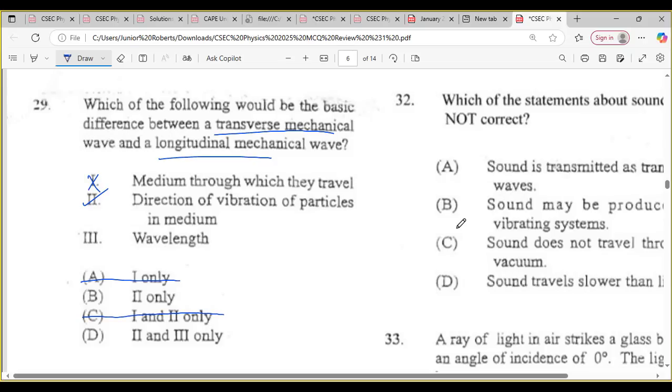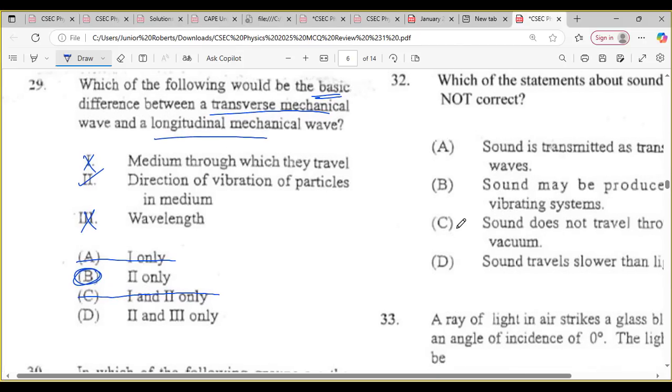Now, 3 says the wavelength. Now, it says which of the following would be the basic difference between a transverse mechanical wave and a longitudinal mechanical wave. So we have wavelength right here. So again, we're looking for the basic difference. The basic difference between a transverse mechanical wave and a longitudinal mechanical wave would not be dependent on the wavelength, right? Because again, it says basic difference. So wavelength is going to be out. So therefore, our answer now would narrow down to just D. All right, so almost there.